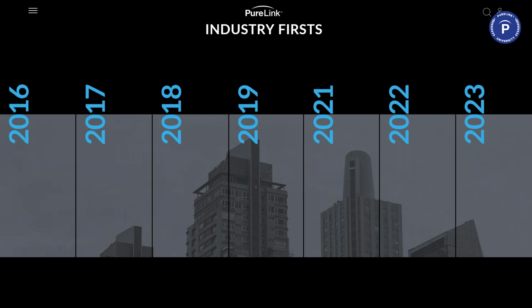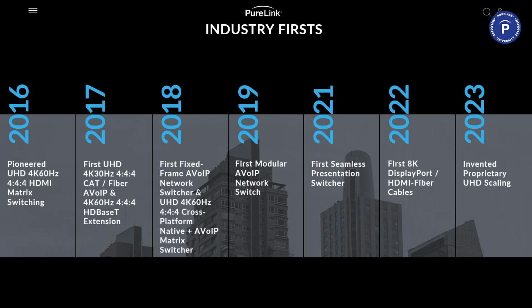First 4K up-down scaler in 2015, first 4K 30 Cat fiber AV over IP solutions, fixed frame AV over IP network switches. We actually were the first brand on earth to make AV over IP purpose-built network switches. We did that before Netgear or Cisco or any of those. And again, the list goes on and on. So take a look at our history timeline on our website.